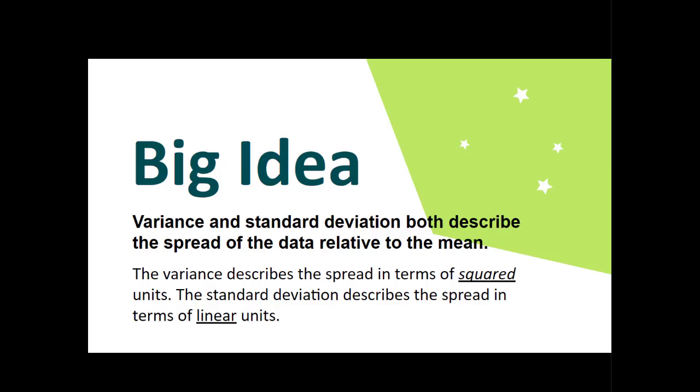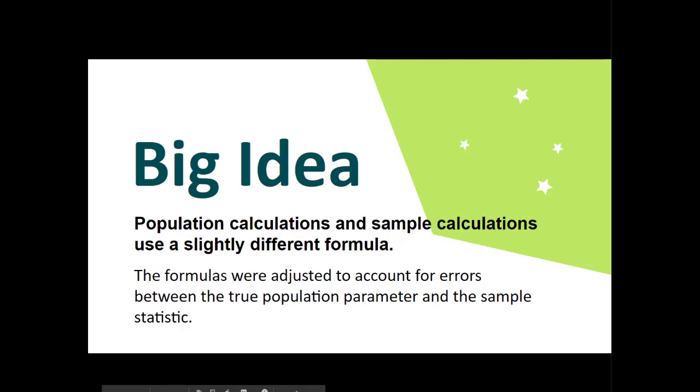So what's the big idea? Today's big idea is that variance and standard deviation both describe the spread of the data relative to the mean. The variance describes the spread in terms of squared units, while the standard deviation describes the spread in terms of linear units. Population calculations and sample calculations use a slightly different formula. The purpose for the two different formulas is to adjust for error between the true population parameter and the sample statistic. So that's it for today.